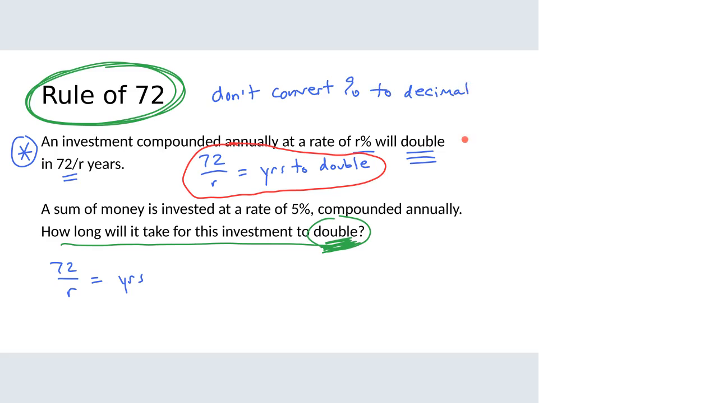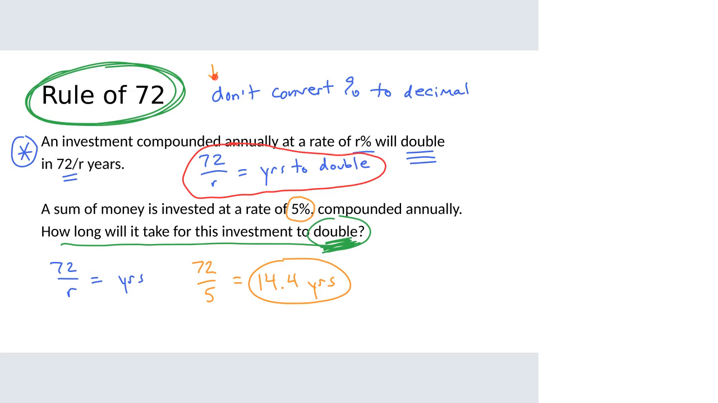What I mean by that is when we plug this in to find out how many years it's going to take to double, here we have a 5% rate. We just do 72 divided by 5, and that'll give us the number of years it's going to take to double. 14.4. So how long will it take this to double? It'll take 14.4 years. The one thing that's strange in here is you just have to remember when you're doing the rule of 72, don't convert the percent to a decimal, just leave it as a 5. 72 divided by 5 tells us how many years it'll take to double.